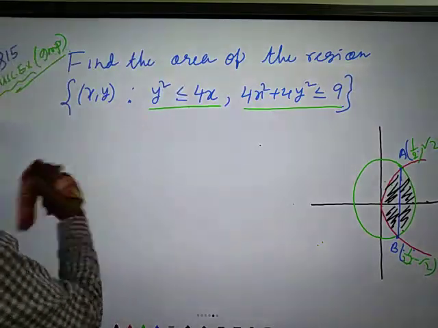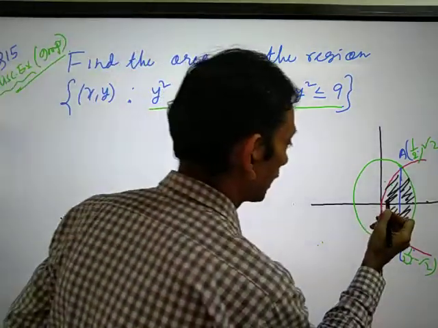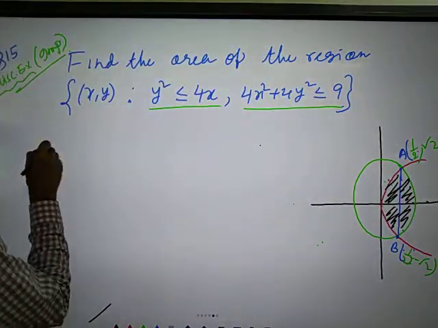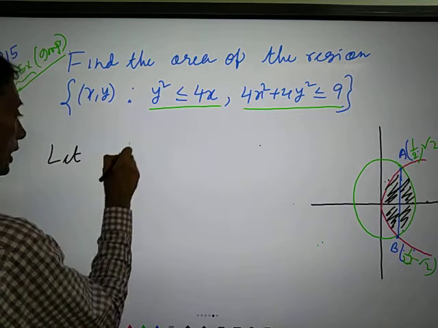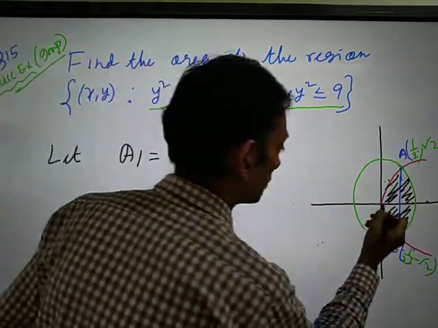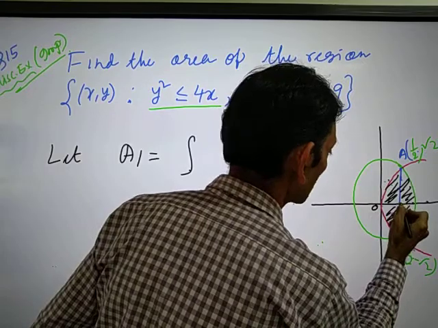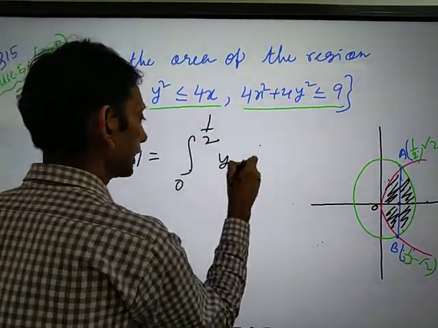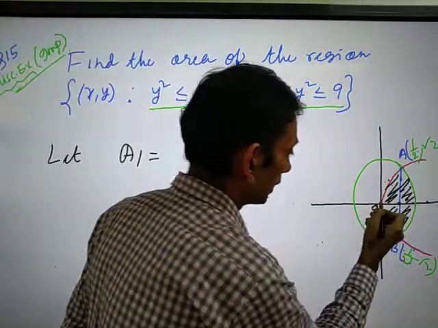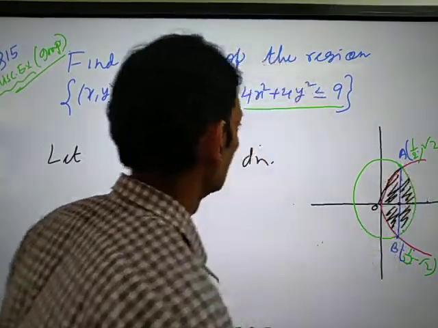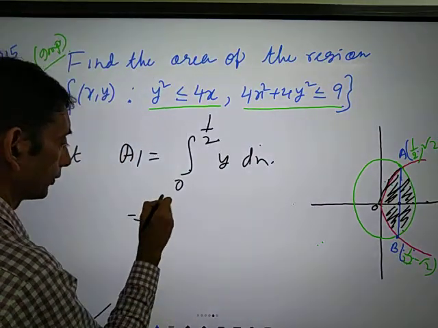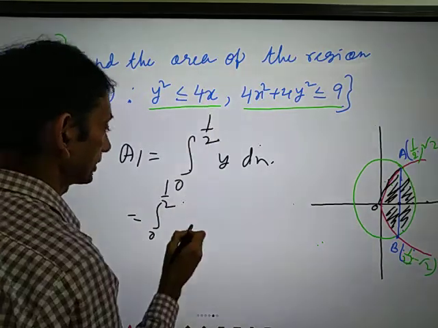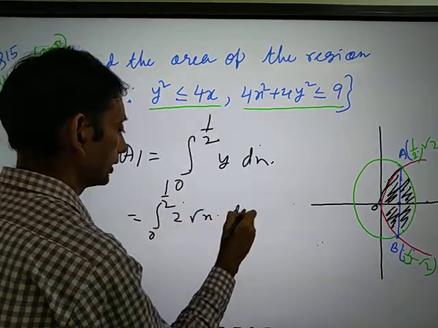So let us assume that A1 is the area bounded by the parabola. A1 is the area from 0, where the x coordinate is 0, to this point where the x coordinate is half. So 0 to half, y dx. y means the equation of the parabola, right? So 0 to half, y value is root 4x, that is 2 root x dx.